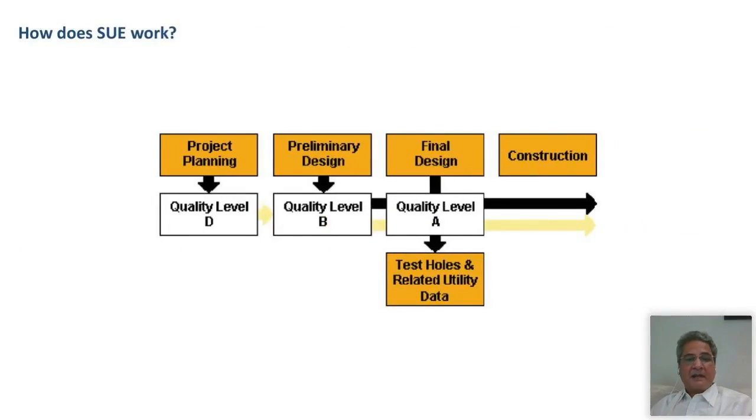So for example, for project planning, quality level D sometimes is good enough. Preliminary design, you have to go up to quality level B. Final design, you have to go up to quality level A with some test holes or opening the chambers, and then you go for construction. So please do not take away the message that for every project you have to go up to quality level A. That's not correct. It depends on what stage of the project you are at and what information you need.